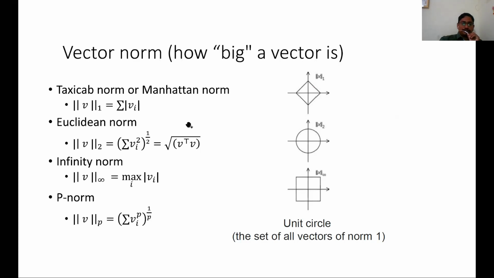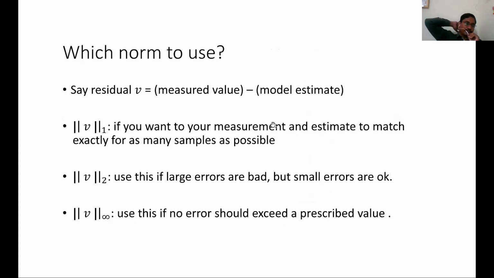Now when and how these are going to be applied, we'll see in the next slide. When and why we want to use this. Norms are used to tell how big your vector is. How big your vector is means how far it is from the origin vector, the zero vector, the null vector.